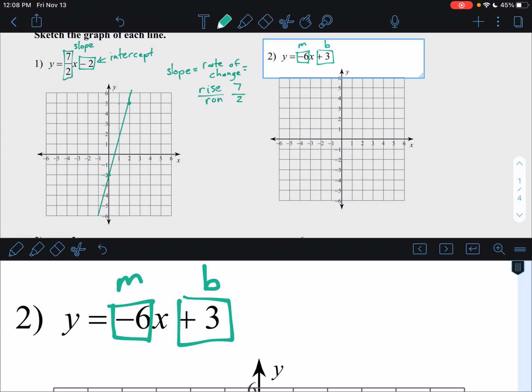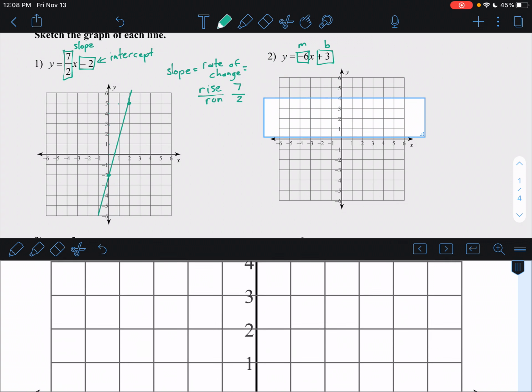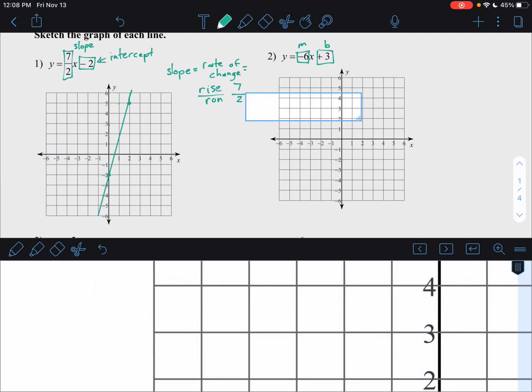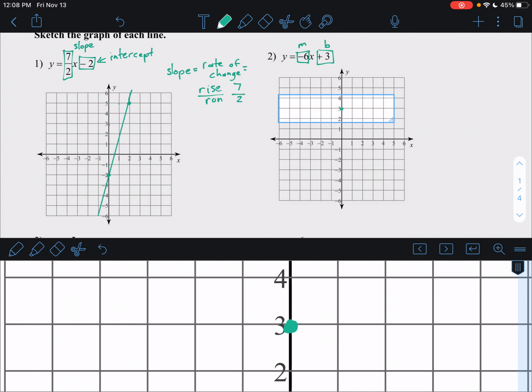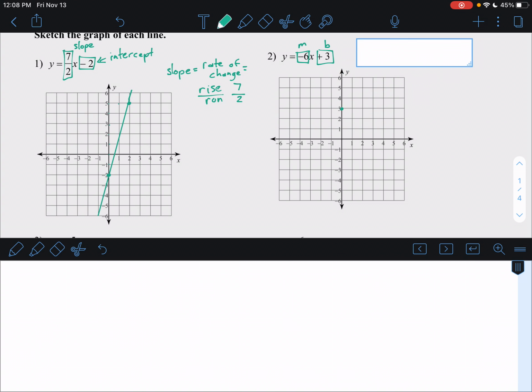Since that 3 is hanging on the end there, I'm going to put a point at 3. There's my first point. My slope here is -6, but that's not a fraction. That doesn't really have a rise or a run. But I can make it a fraction because -6 is the same as -6 over 1. So my rise is now -6, and my run is 1.